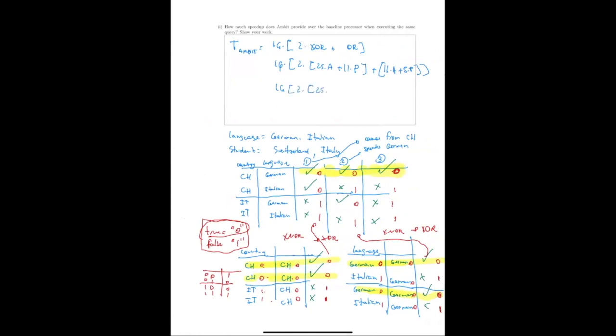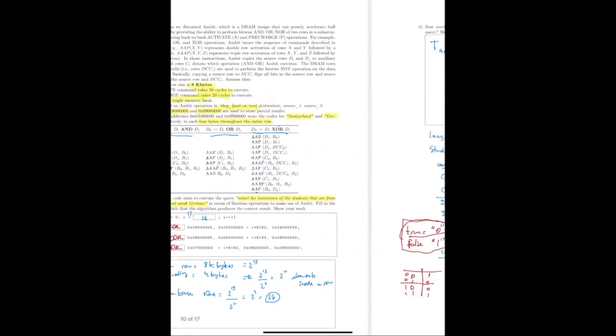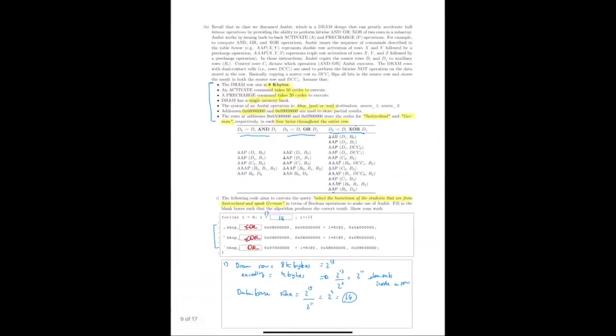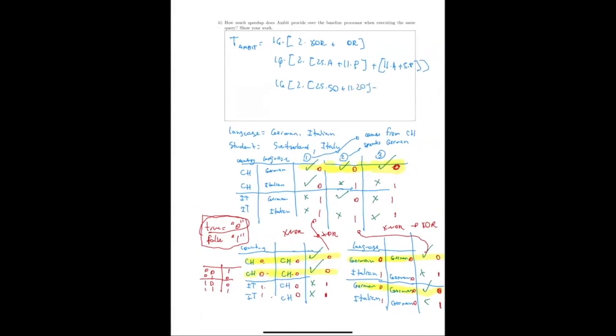The time for an AAP is equal to 50 cycles, plus the time of an AP is 20 cycles, plus 50 times 11 plus 5 times 20.